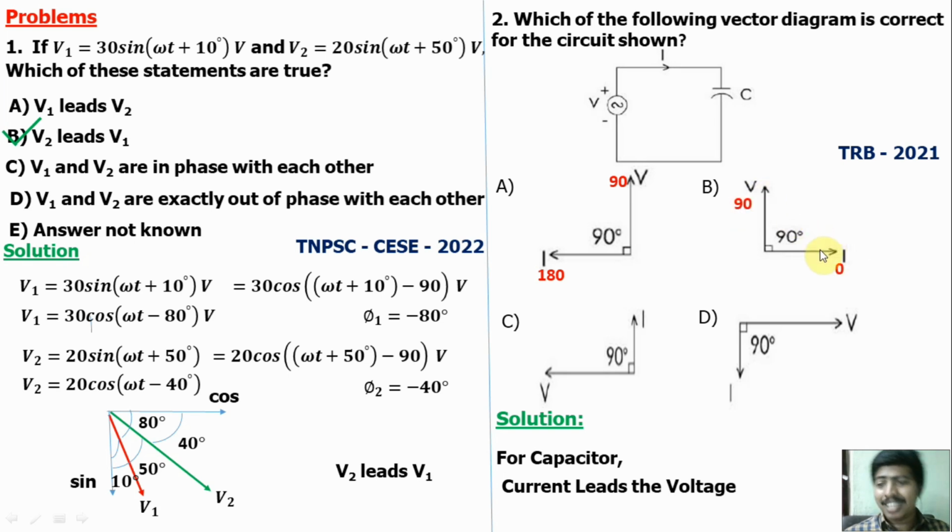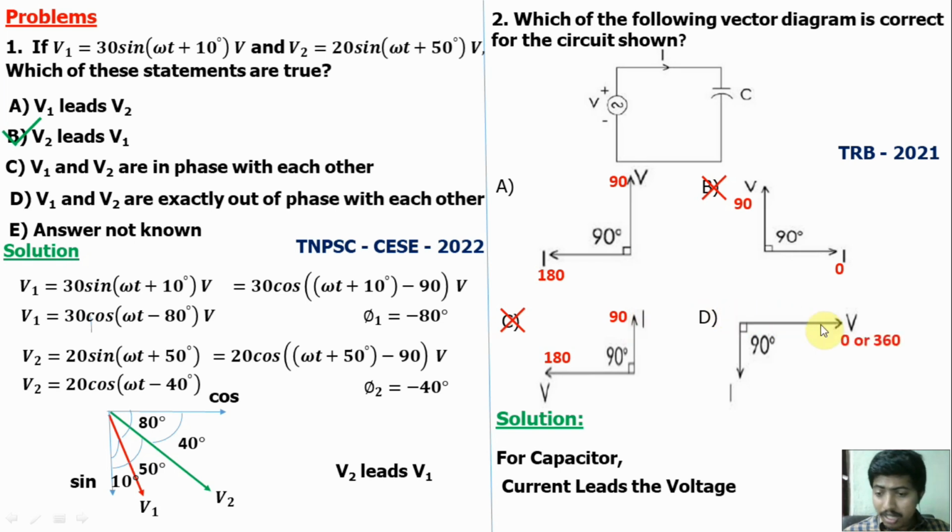Voltage leads the current. But in the capacitor, current leads the voltage. So option B is wrong. Option C. Here current is in 90 degree, voltage is in 180 degree. It means that voltage leads the current by 90 degree. Option C is wrong.